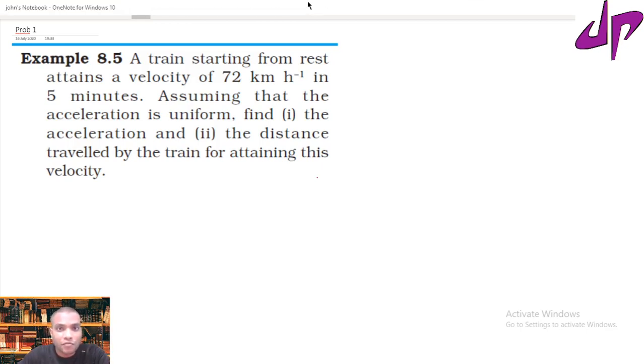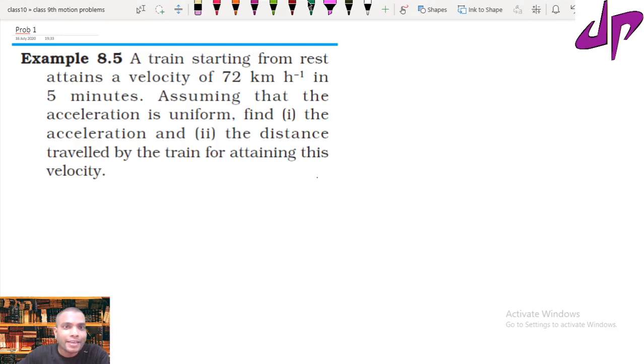A train starting from rest attains a velocity of 72 km per hour in 5 minutes. Assuming that the acceleration is uniform, find the acceleration and the distance traveled by the train.